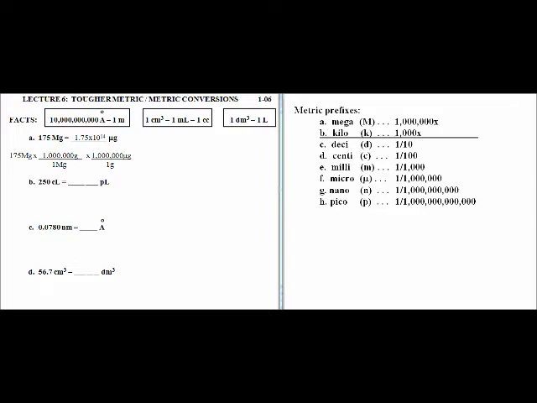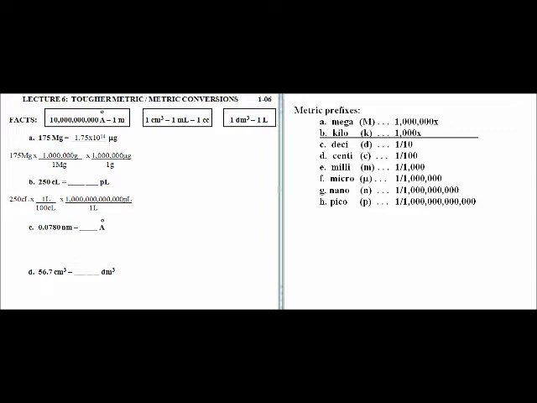Next, we'll convert liters to picoliters. We'll see that in the metric prefix chart, pico is 1 trillionth. Therefore, we have 1 trillion picoliters in 1 liter. So we'll have 1 trillion picoliters on the top in the second conversion, and 1 liter in the bottom in the second conversion. 250 centiliters divided by 100 centiliters times 1 trillion picoliters will give us our answer.